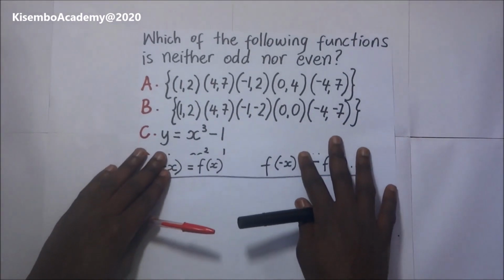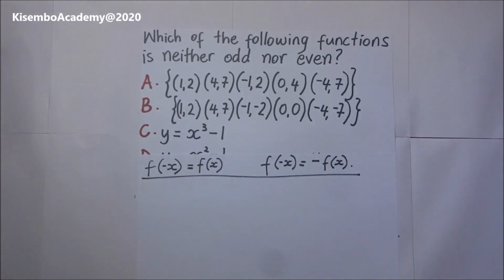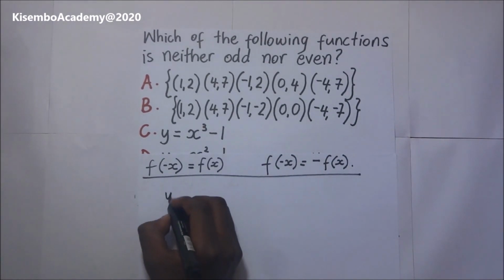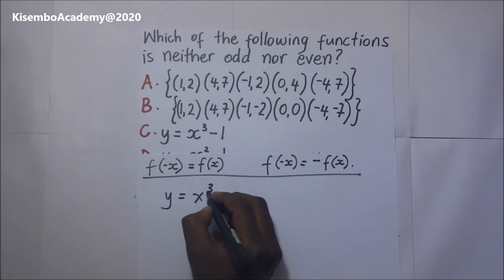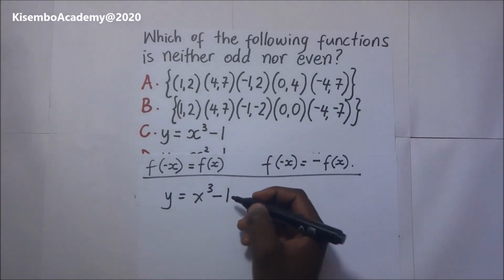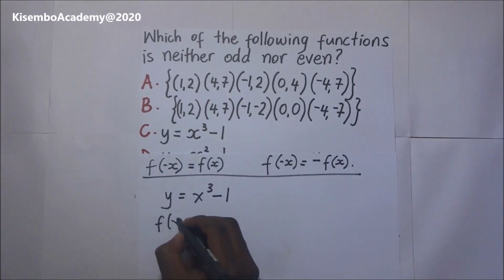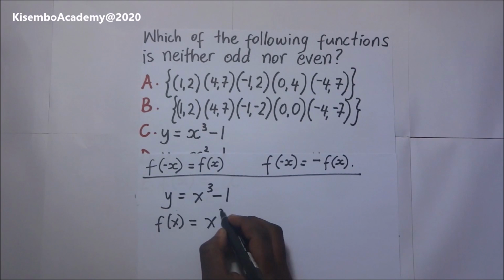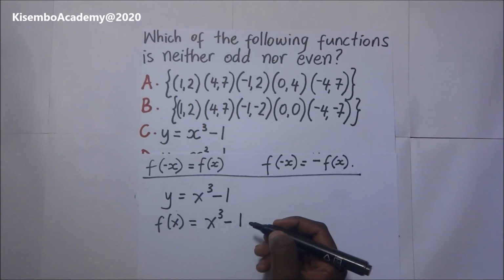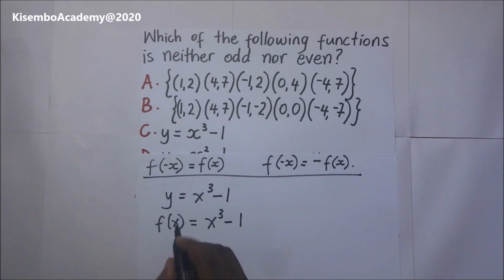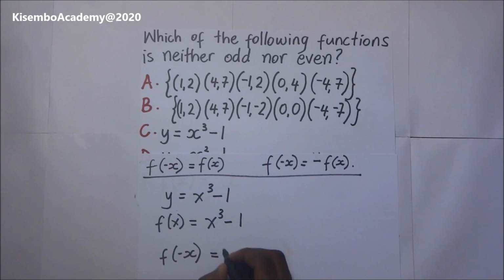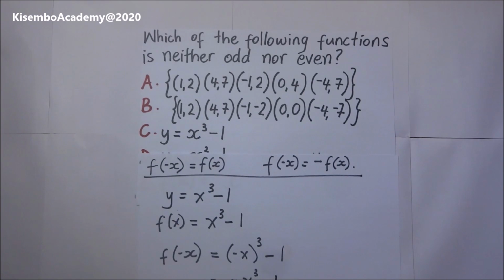Let's go to C. If you look at C, we have y is equal to x to the power 3 minus 1. Let's call this f of x. f of x is going to be equal to x to the power 3 minus 1. Now let's plug in a negative x here. So f of negative x, what is it going to give us? f of negative x is going to give us negative x to the power 3 minus 1, and definitely this is going to give us negative x to the power 3 minus 1 as our f of x.